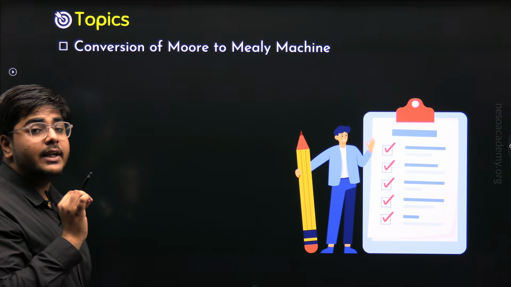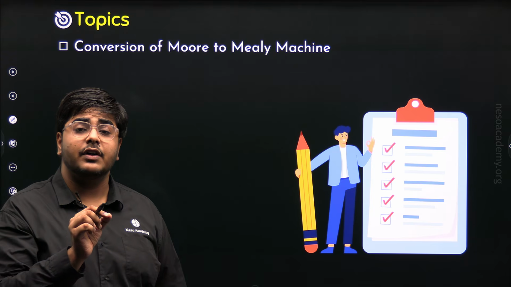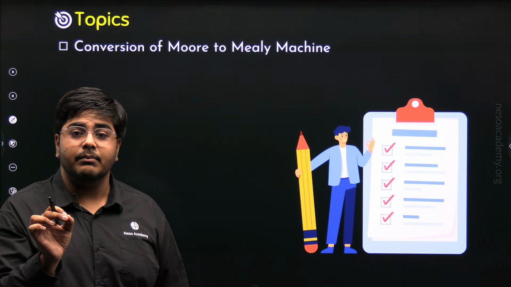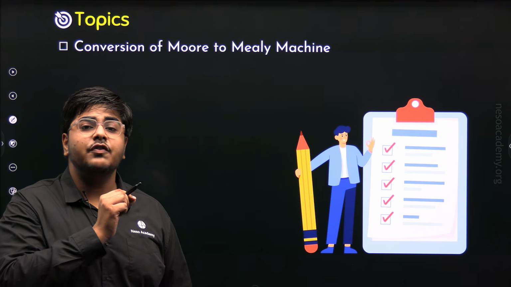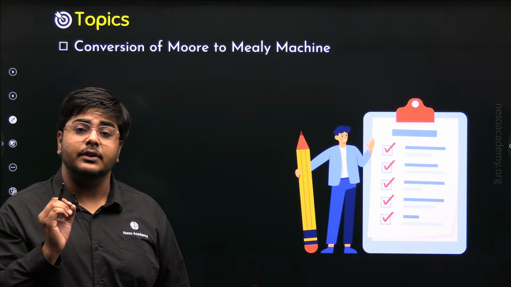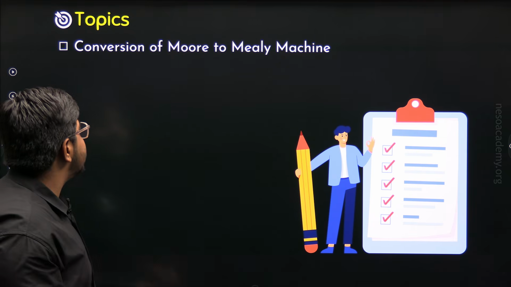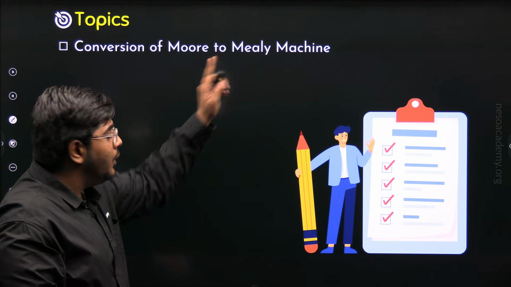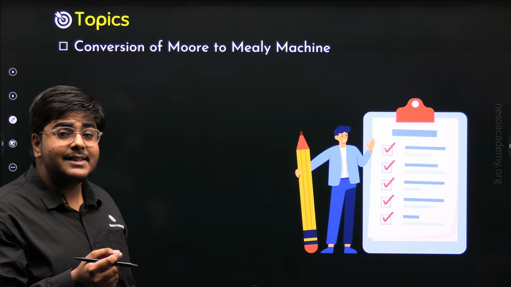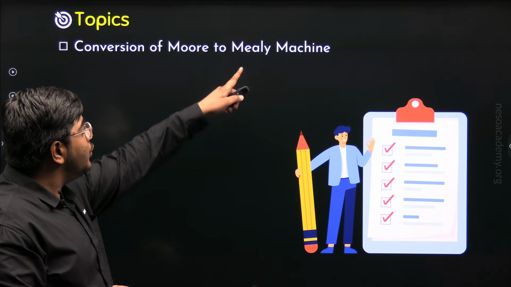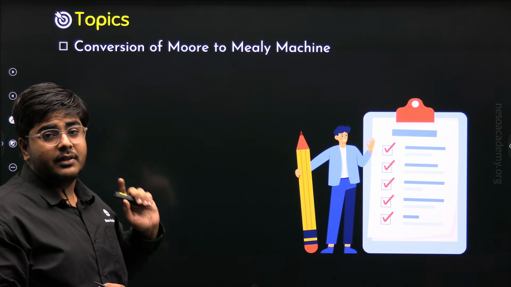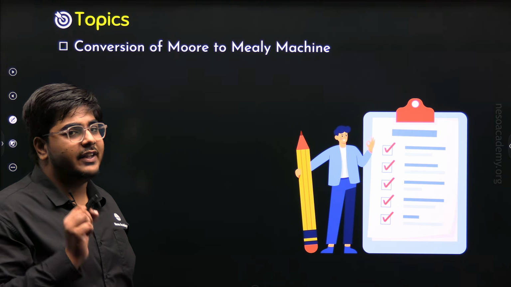Now it is to be noted that the computational power of Moore machine and Mealy machine is the same. That is why one of them can be converted into other. So in this lecture, we will understand how to convert a Moore machine into its equivalent Mealy machine. And in the next lecture, we will understand how to convert a Mealy machine into its equivalent Moore machine. So let's get started with our very first problem.